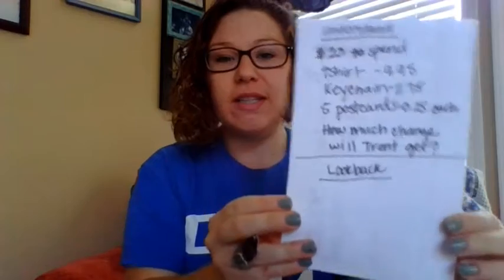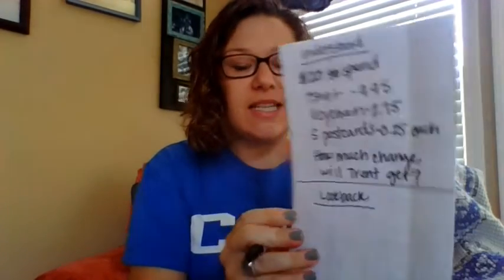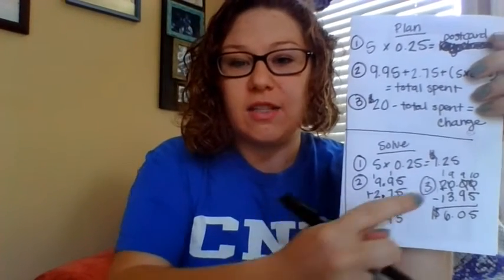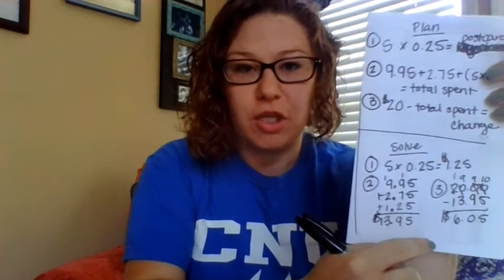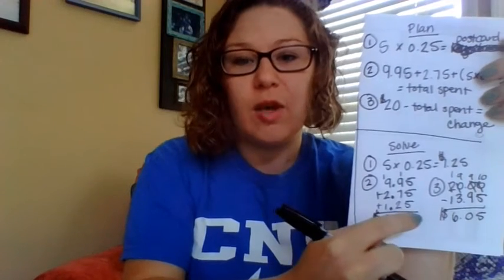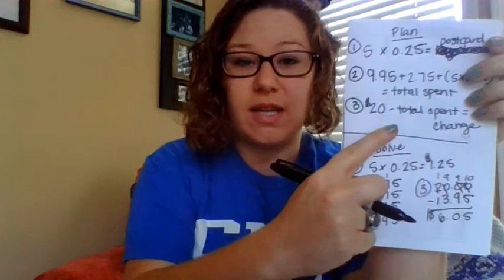Now that final square is look back. It's always really important to check our work. And here in my solve, I did subtraction. So I'm going to see if I can do the opposite operation, which would be addition, and take how much Trent spent plus his change that he's receiving, and I should get that $20 that he started with.